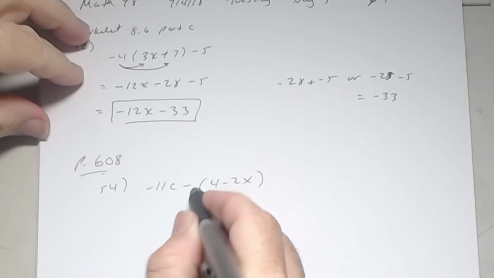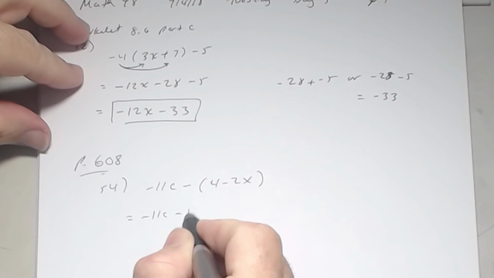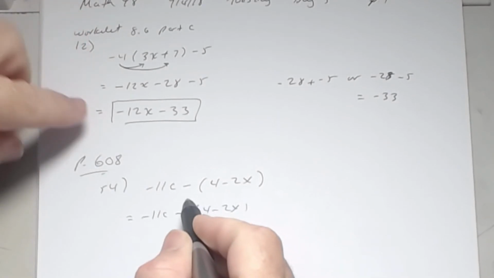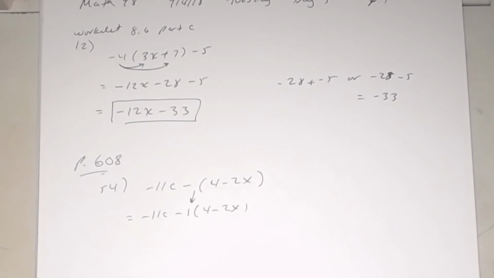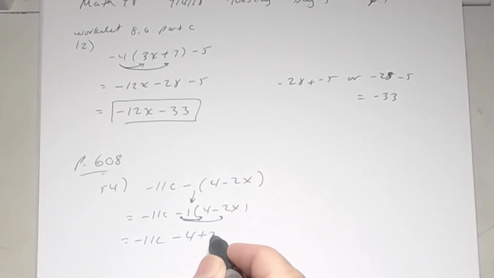Okay, so remember we talked about this. If there's no number right here, it's understood to be a 1, right? So this becomes negative 11c minus 1 times 4 minus 2x. So if you need to put that 1 there, which it looks like you do for some of you, then you need to put that 1. And really, it's not a 1. It's going to be a negative 1, right? So you can distribute the negative 1. Everything inside the parentheses has to be multiplied by negative 1. All right, so then we get negative 11c. Now, what does this become right here? Negative 4 plus 2x, because a negative times a negative is a positive. All right, so that's where we're at.